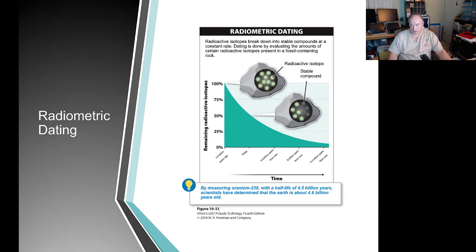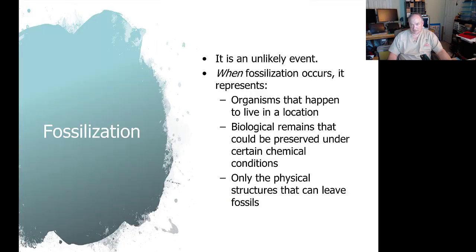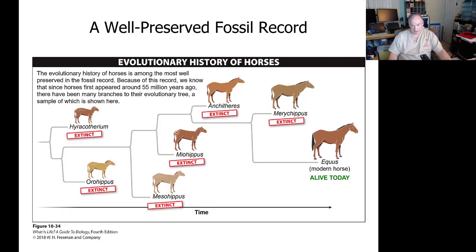Radiocarbon dating can show the various changes in time, and it's just the half-lives of whatever the predominant species of the isotope is that is still available, and so we call that radiocarbon dating. So we can measure the radioactivity of various carbon forms. It is an unlikely event when fossilization occurs. It represents organisms that happen to live in a location, biological remains that could be preserved under certain chemical conditions, and only physical structures can leave fossils. So fossilization has certain characteristics in order for us to be able to see them and for them to survive over time, but there are exceptions.